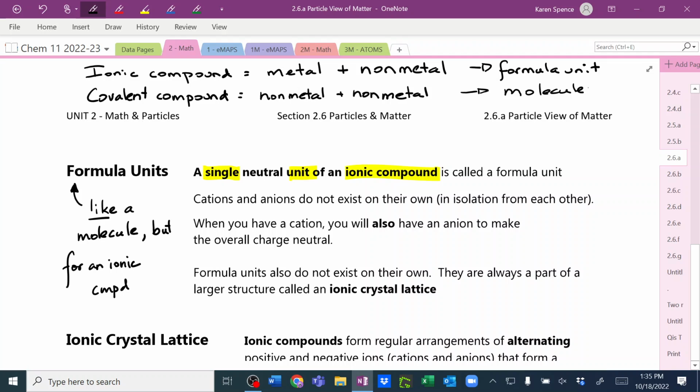So if the green ones are negative and the gray ones are positive, if I had another positive ion, it would click into place right beside a negative. If I had a negative, it would click into place right beside the positive. So you can never really have a formula unit. It's kind of just made up.